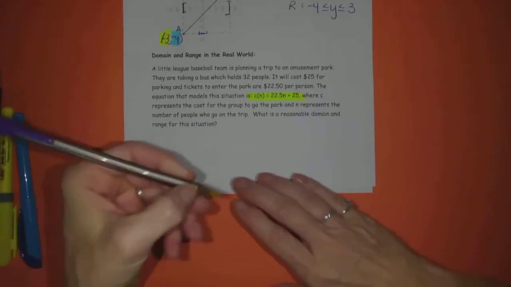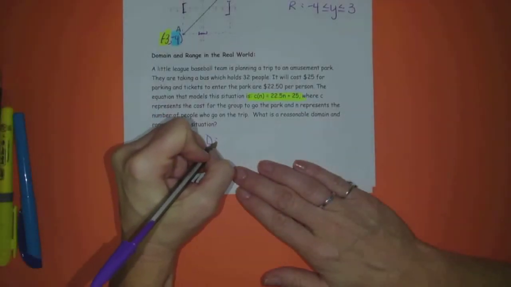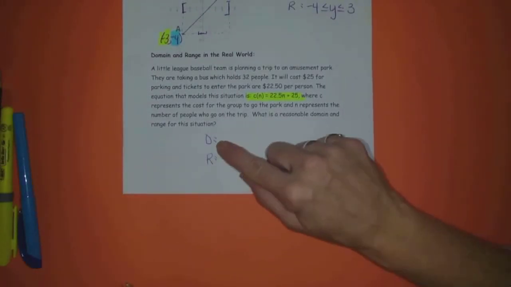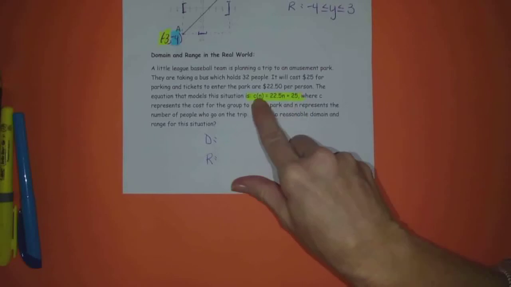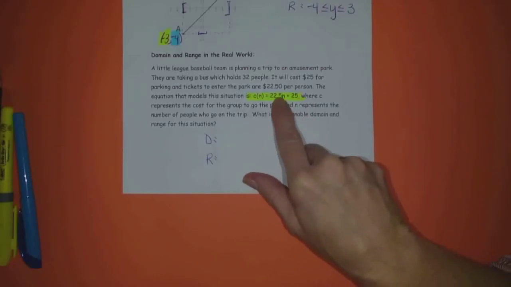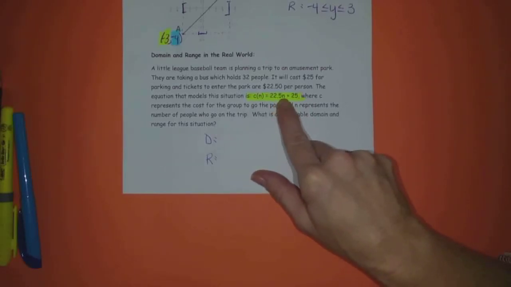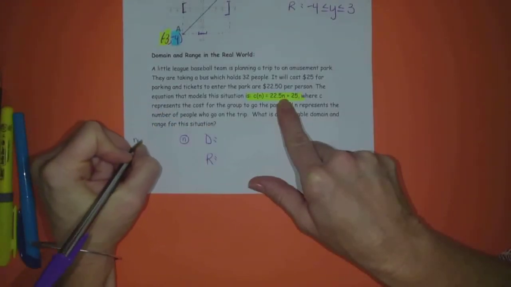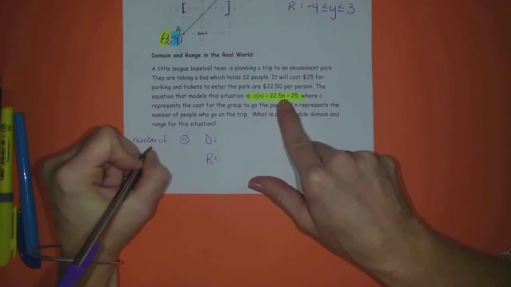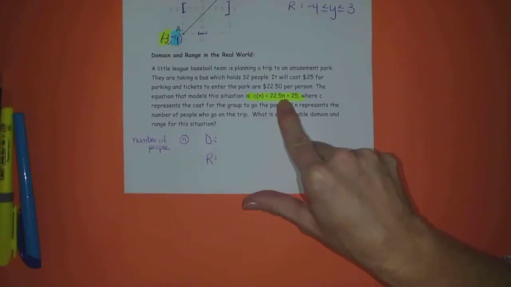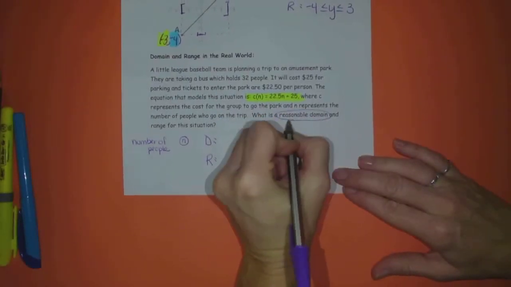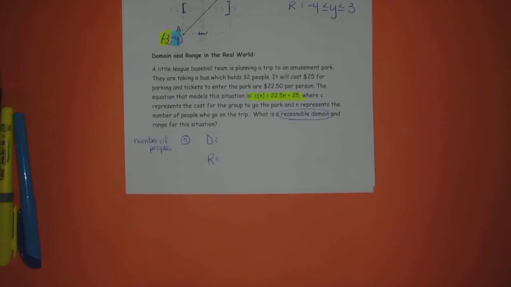Okay, so let's think about it. My domain, now this is going to be a little bit different. You've got to think about x and y. Really, what's the x in this scenario? The x is like this n. So domain is the n, which is the number of people. So we have to ask ourselves, what is a reasonable number of people that could go on this trip? And you can pause the video to think about that.